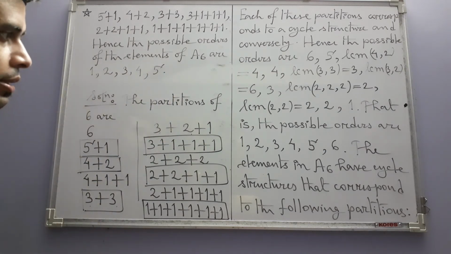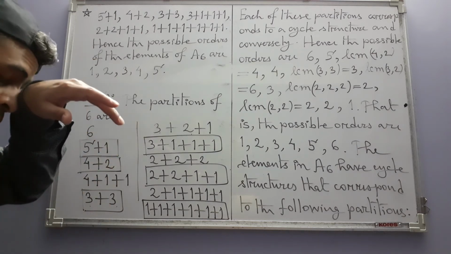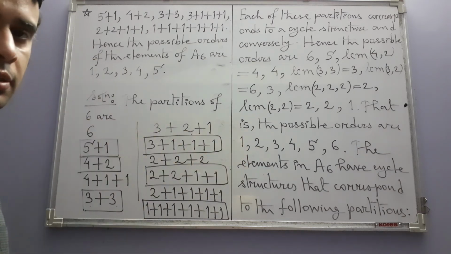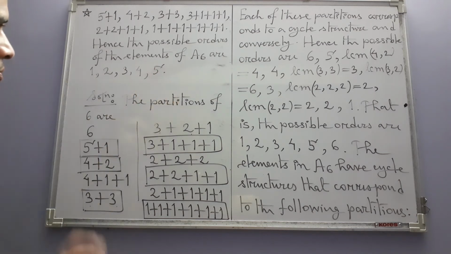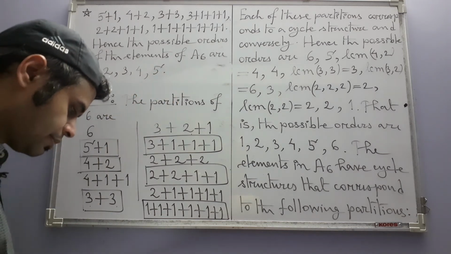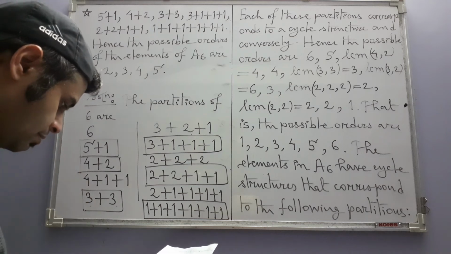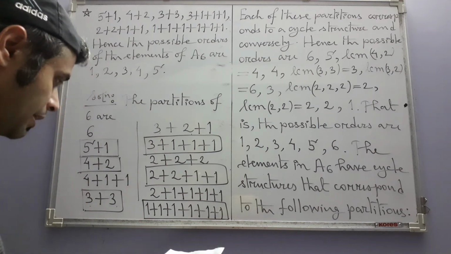So you see that in A6 you will not find any element of order 6, because that is not a possible order. And something else is also asked now. What about A7?